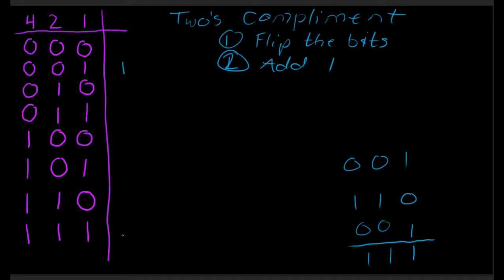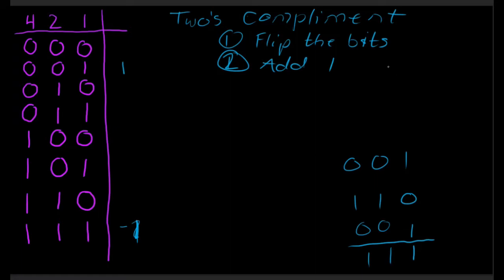1, 1, 1. No, that's not right. Yeah, actually, okay. I think that's right. Let's just go through it. Maybe I messed something up. So that's our number 1. Let's just keep going and see if it works right, because I think it is.